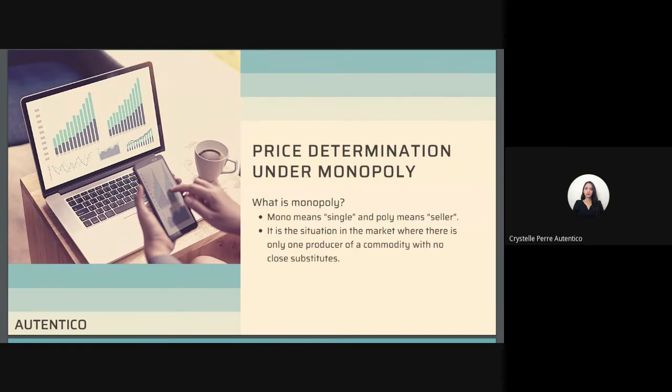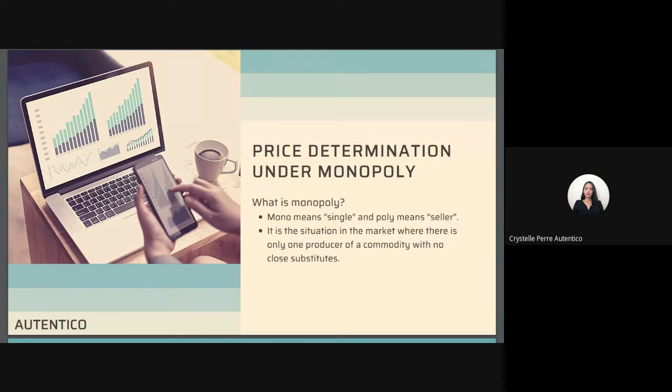So, what is monopoly? In the word monopoly, mono means single and poly means seller. If combined together, it means single seller. So monopoly is a situation in which only one seller in the market is producing a product or commodity and that there are no close substitutes on that product.